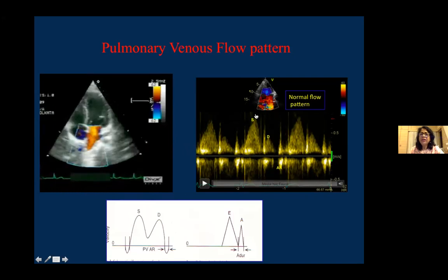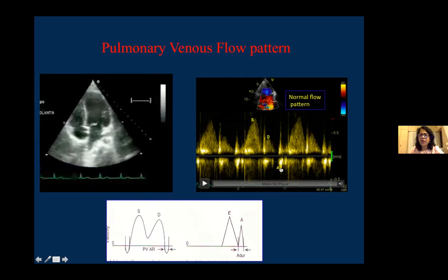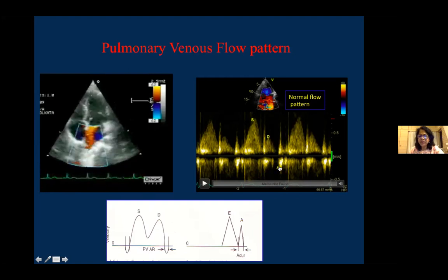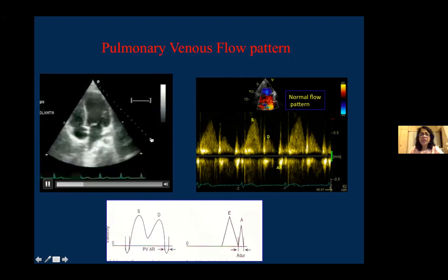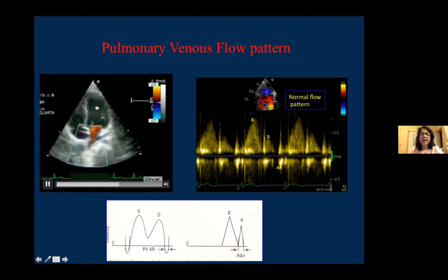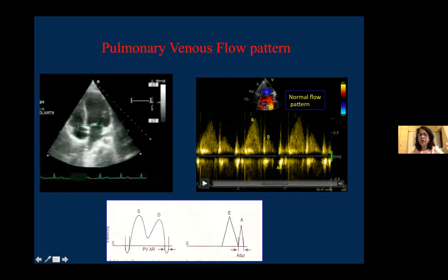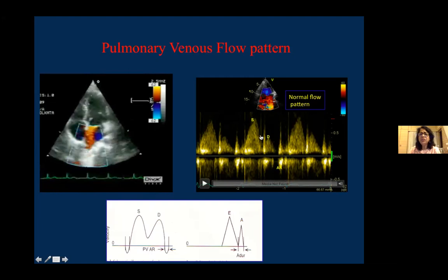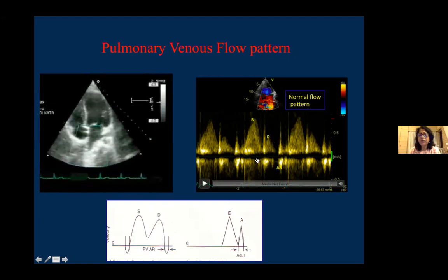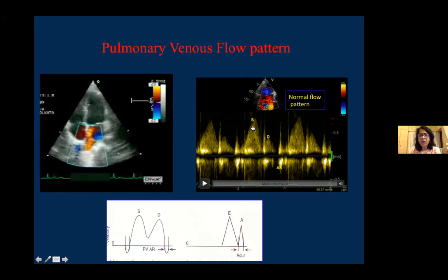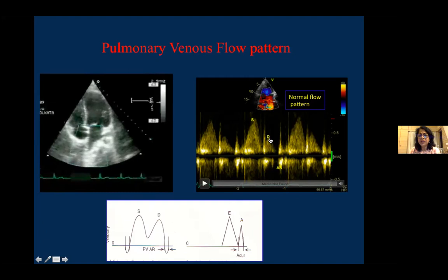Normally, there are 3 waves: one systolic, one diastolic, and a flow reversal. Flow reversal is during the late rapid filling phase when the atrium contracts. Most of the flow goes to the LV, but some flow goes back to the pulmonary vein, giving a backflow. So this is called atrial flow reversal. Anyway, let us look at the systolic and diastolic flow. Look at the ratio. In a normal person, the systolic wave is more than the diastolic wave.